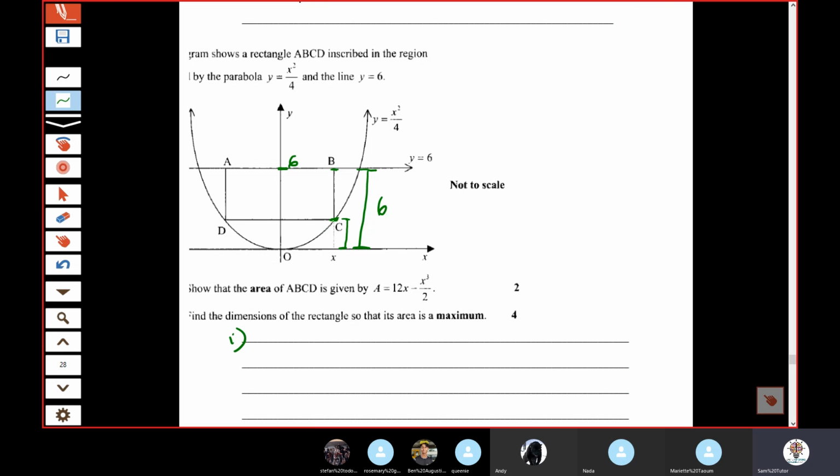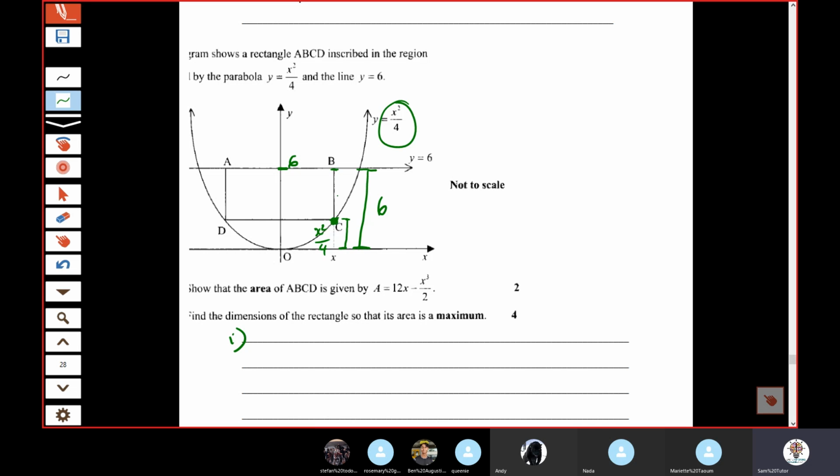To find that y coordinate there, you just sub in this x into this, which is just going to give you x squared on 4. That length is x squared on 4. Why? Because that point is x squared on 4. Right? How come you guys are missing that? If something's on the graph, what do you usually do? Sub it in. X squared on 4.